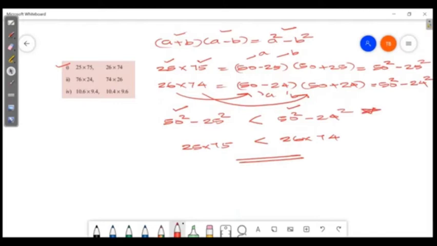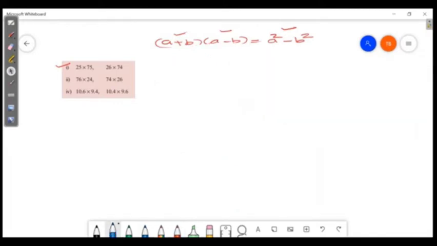Similarly, second pair: 50 minus 24 into 50 plus 24, that is 50 square minus 24 square. Second question is 76 into 24, 74 into 26. Which one is the larger product? That is our question. So we can represent 76 as 50 minus 26, isn't it?